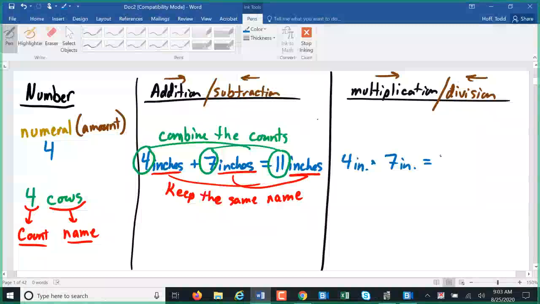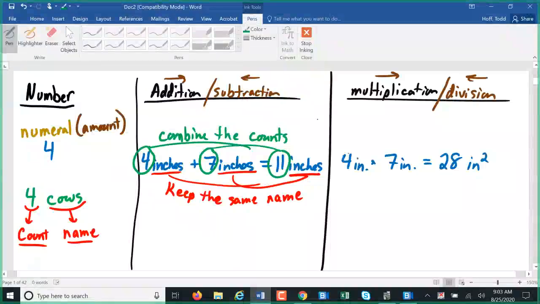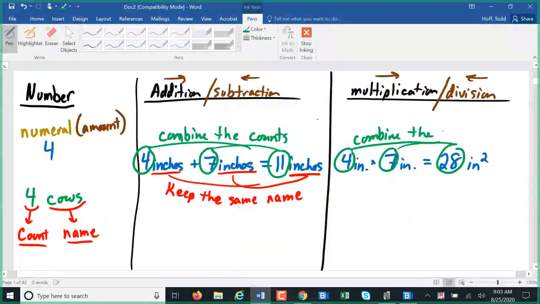28 inches squared. Perfect. 28 inches squared, or 28 square inches. So if we look at what's happening with our count in the name, we had 4 and 7. Once again, we combined them to make 28. This time we were multiplying, so we combined them with multiplication. So again, we combine the counts. In every operation we do, we are going to combine the counts in some form or another.